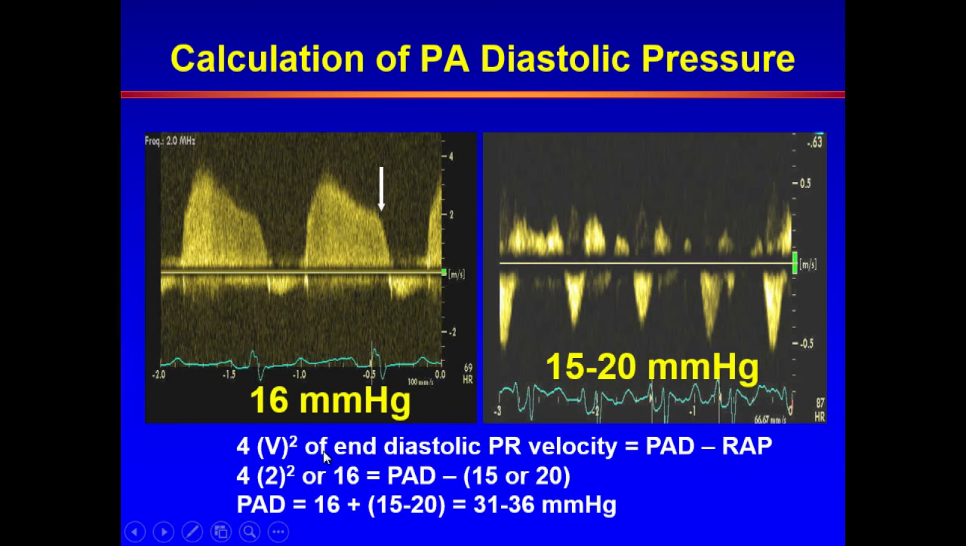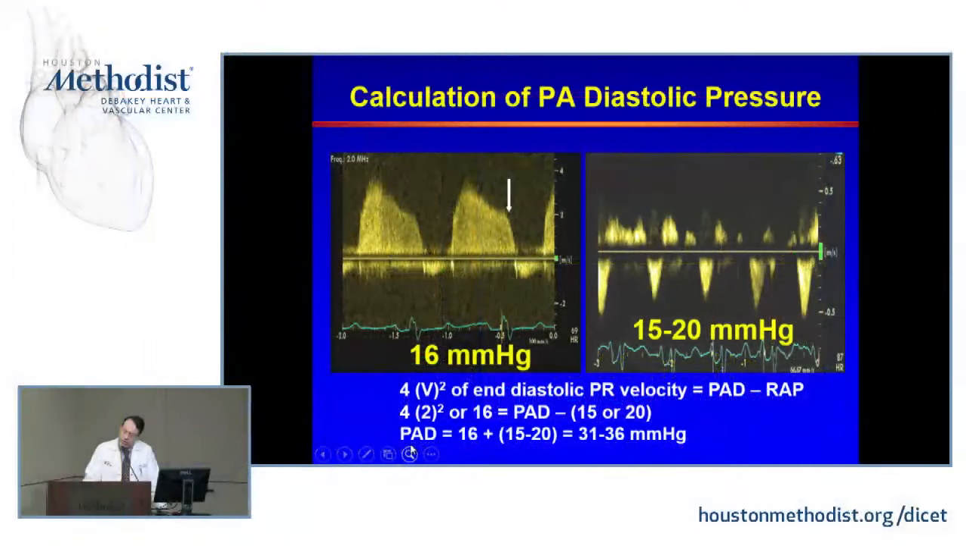So if I get the 4V squared, add to it an estimate of RAP, then I have an estimate of PA diastolic pressure. If you're looking at a velocity of 2, it's already 16, and the PA diastolic pressure is elevated. Where it becomes more challenging, in the sense there can be bigger errors, is when you have end diastolic velocities that are, say, 1 or 1.5 meter per second. Here you're looking at end diastolic gradients between 4 and 9. So whether someone ends up with pulmonary hypertension, elevated PA diastolic, now depends heavily on what estimate you give to RAP.